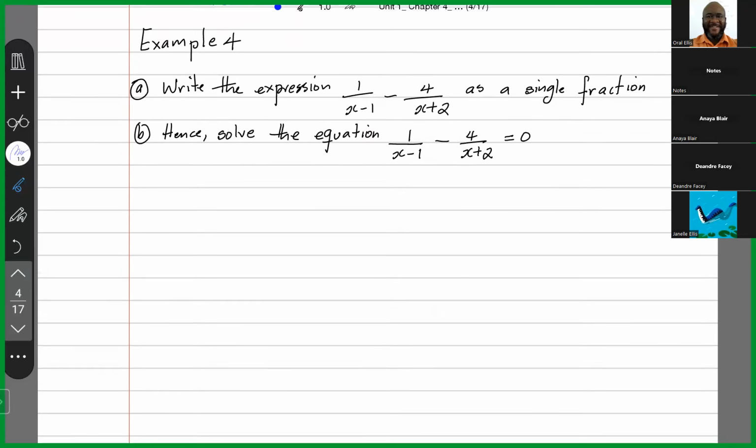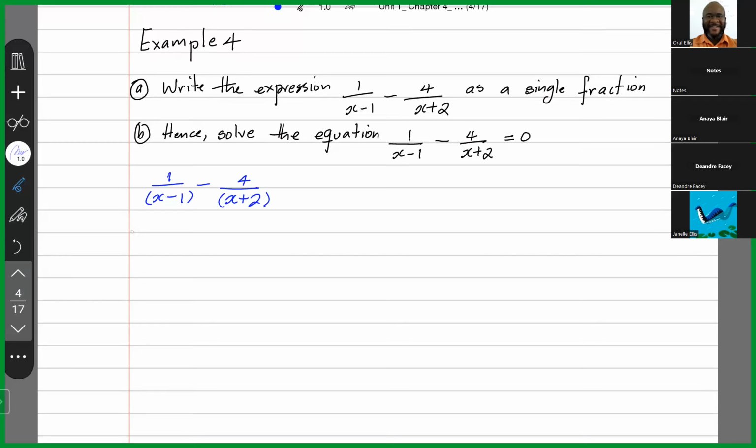In example 4, we're asked to write the expression 1 over x minus 1 minus 4 over x plus 2 as a single fraction. All right, so to write this as a single fraction, we're going to have to take away the second fraction from the first. Now, if you're adding or subtracting fractions and the denominators are different, you must find the LCM. So I'm going to put these in brackets. When you put something in brackets, it is viewed as one term.